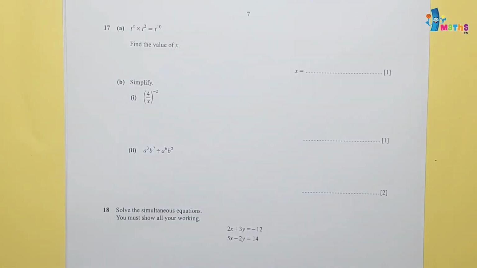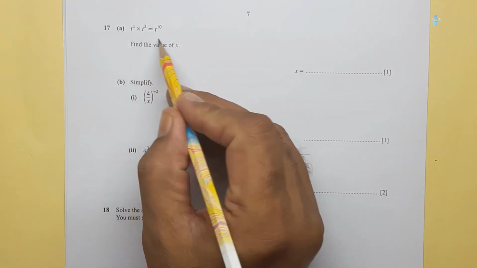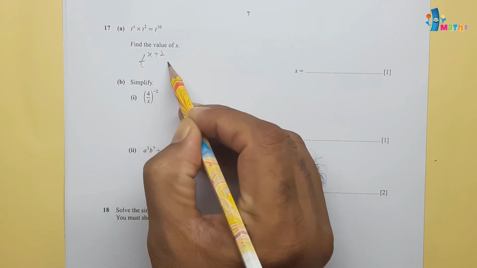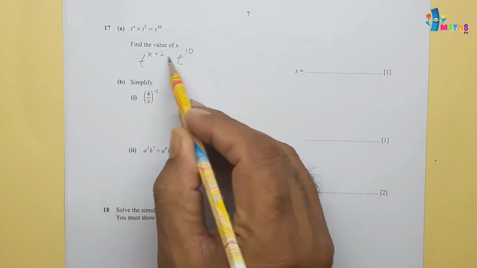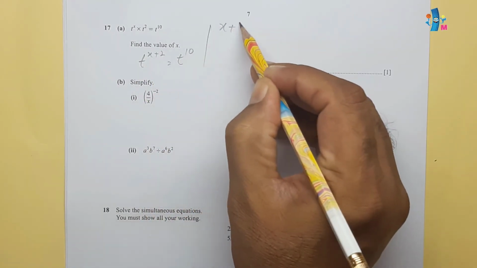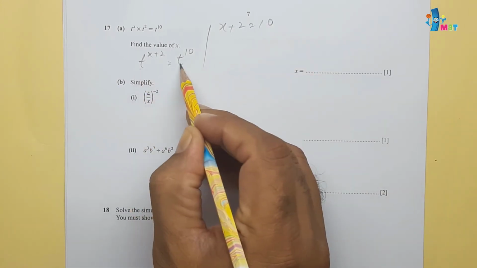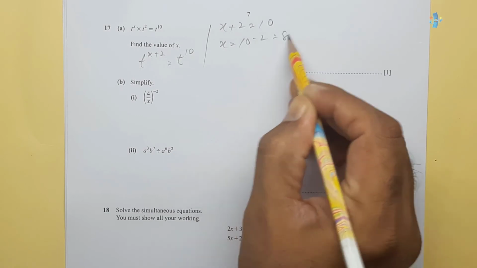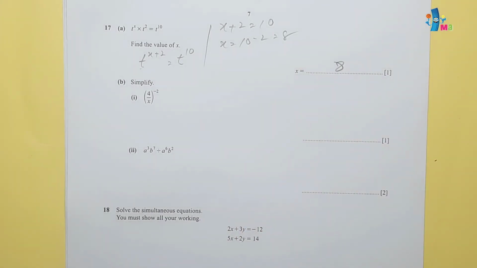Next, question number 7 is related to the powers. T raised to the power x multiplied by t raised to the power 2. So we can multiply these, it will be t raised to the power x plus 2 is equal to t raised to the power 10. So we can write x plus 2 is equal to 10. Bases are the same, so the powers will also be equal. So x is equal to 10 minus 2, which is equal to 8. So the x value will be 8.